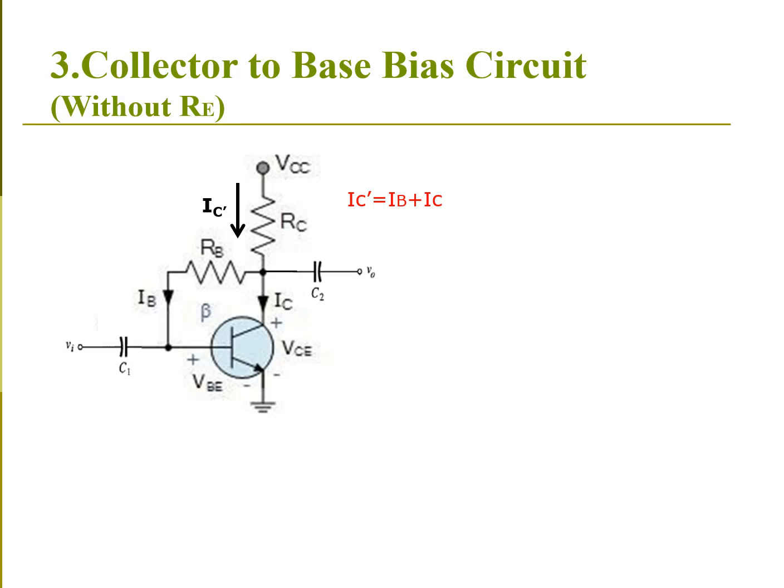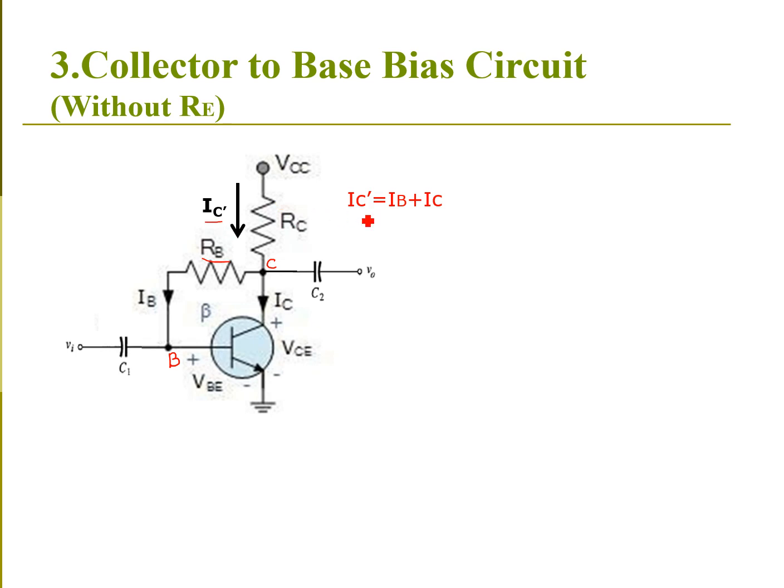Everyone, the next topic which we'll be seeing is the collector to base bias circuit. As you can see in this circuit, there is a resistance RB which acts as a feedback from your collector terminal to the base terminal. Therefore, this is known as collector to base bias circuit. Another important factor which can be seen over here is the current IC dash.